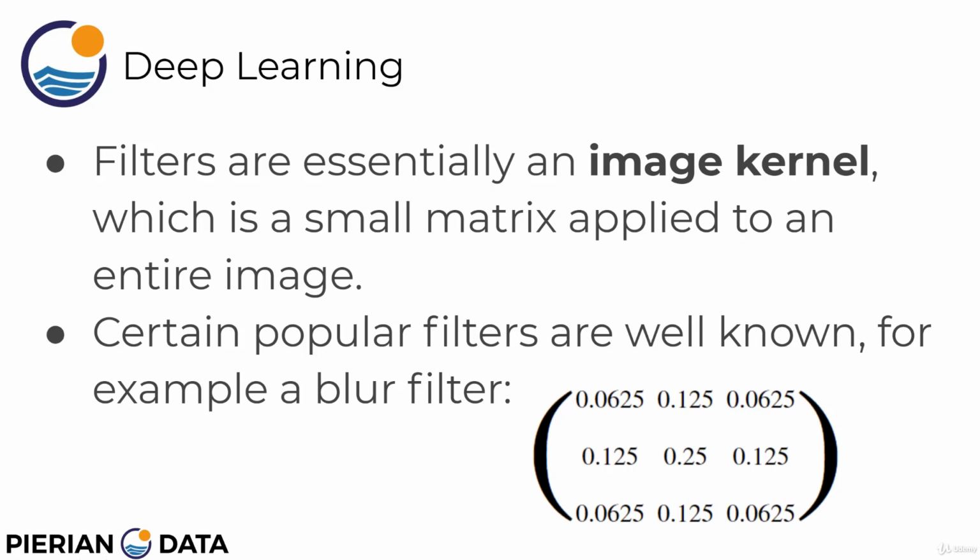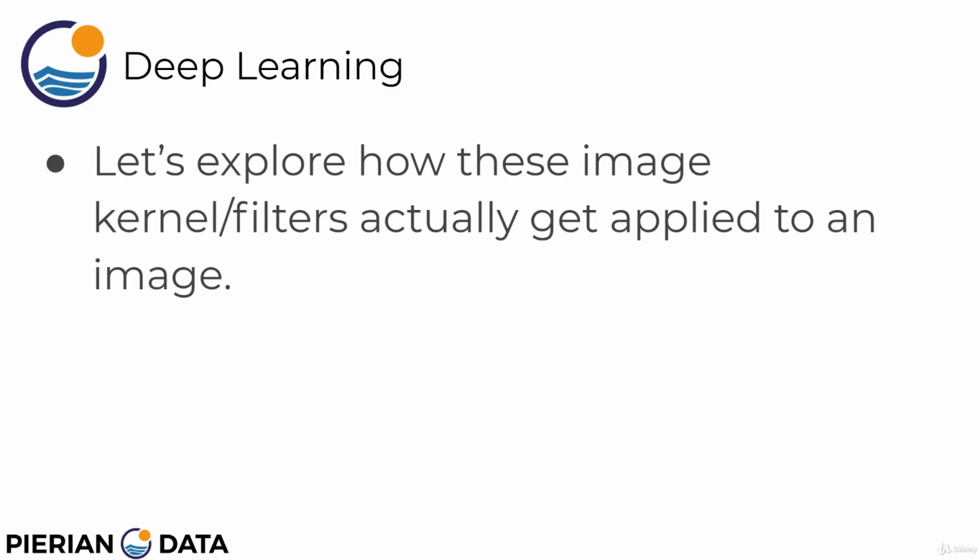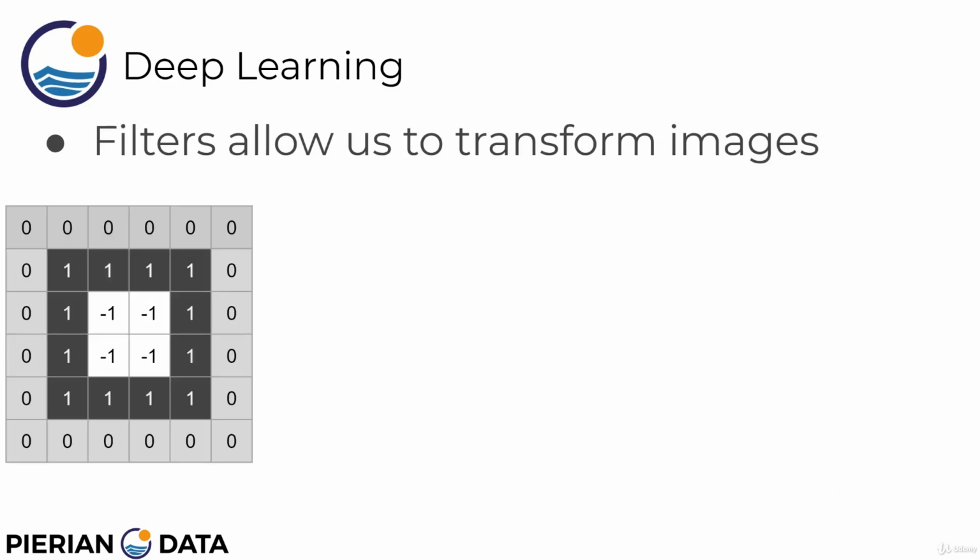So that image kernel, it's a small matrix applied to an entire image. Now, certain popular filters are actually well known. For example, to blur an image, you can actually just use this image kernel that I've shown here. This 3x3 matrix, when applied to an entire image, will actually blur the image. So let's get an idea of what we mean by applied to an entire image. So let's explore what that actually means to apply a kernel or filter to an image.